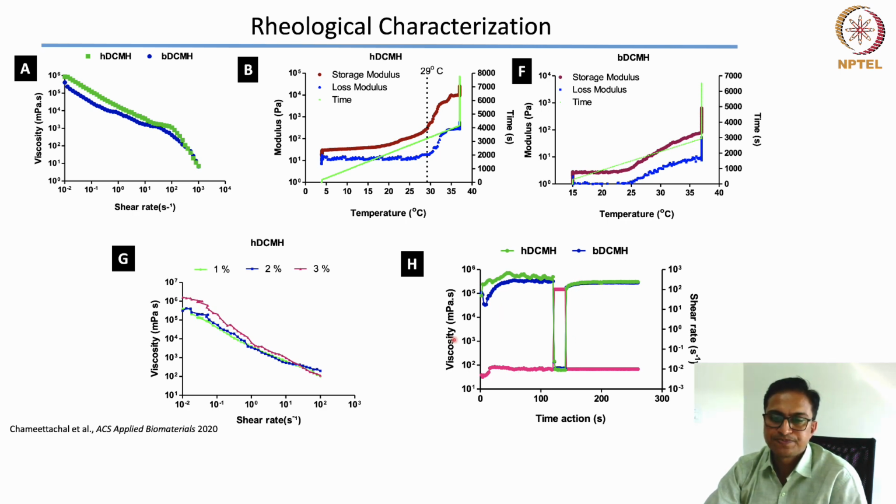When the shear rate is very high, the viscosity is very low, and when the shear rate is low again, the viscosity is higher. Almost 90% recovery can happen after one cycle. That's what we found here. Both these hydrogels show similar behavior in shear recovery properties.